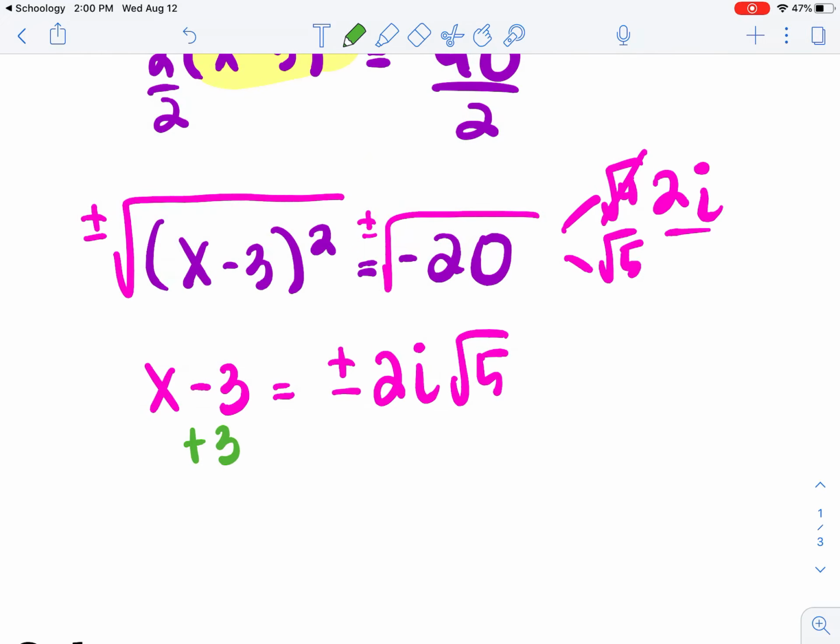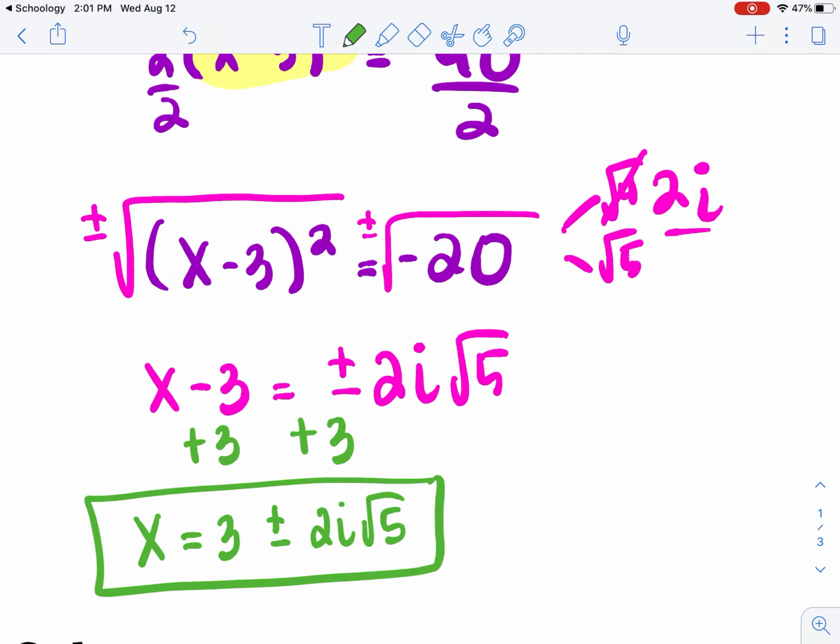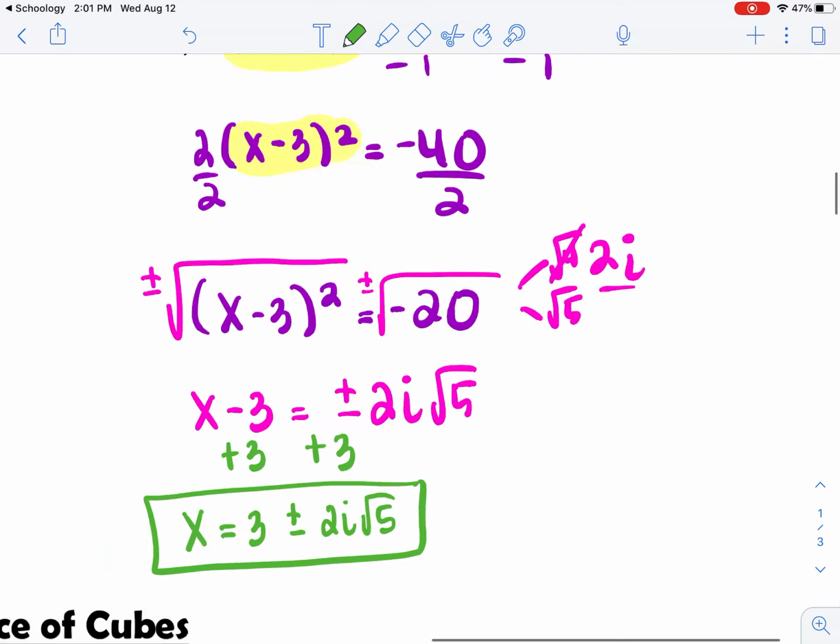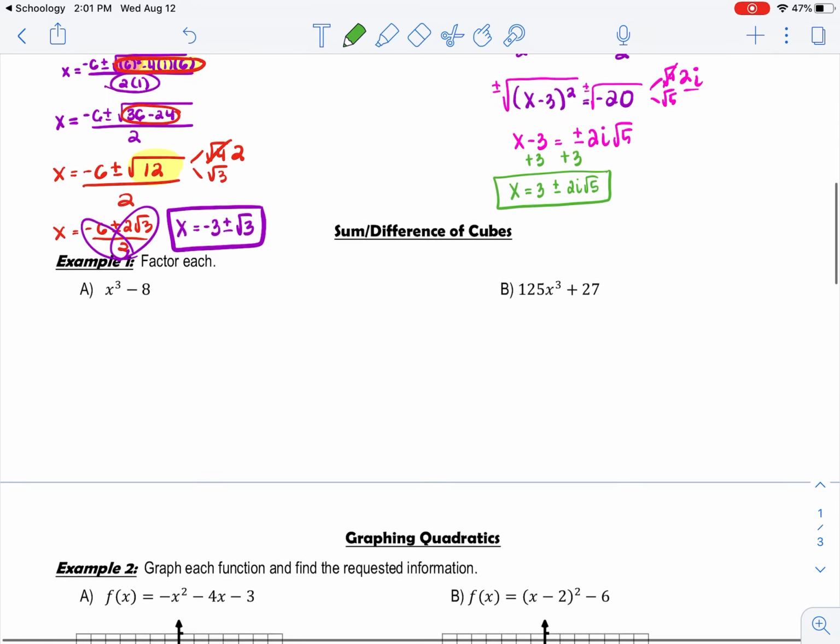Last but not least, add 3 to both sides. So now I have x equals 3 plus or minus 2i root 5. Now, we're going to leave our answer like this because do you know what 3 plus 2i root 5 is? No clue. Do you know what 3 minus 2i root 5 is? No clue. So there's no way to simplify this answer anymore. Okay.